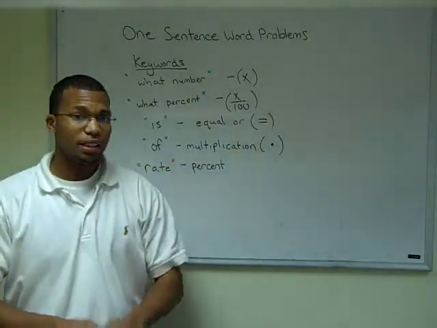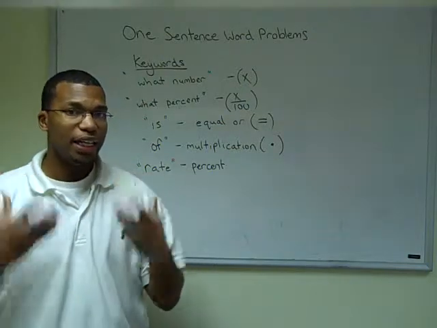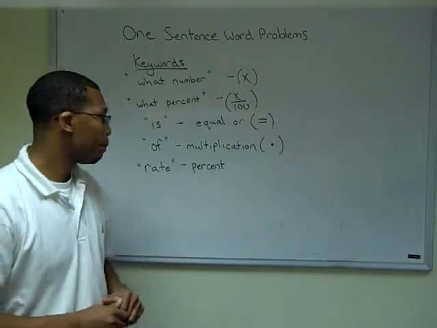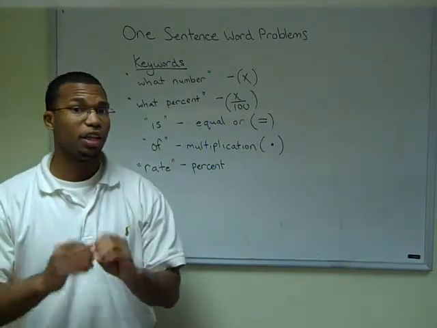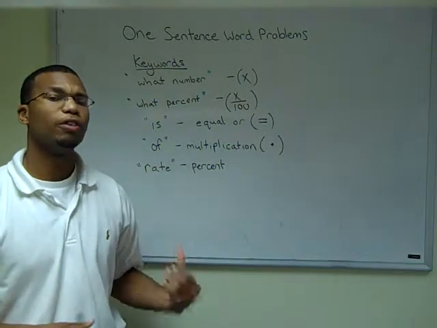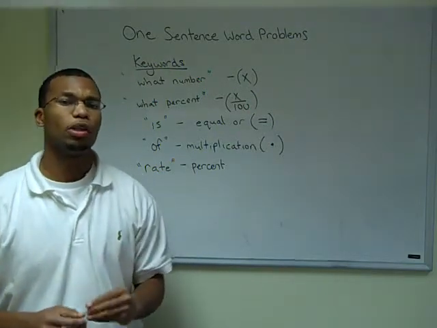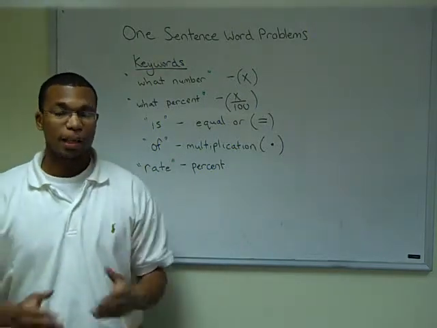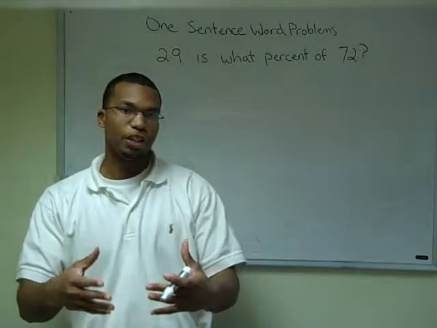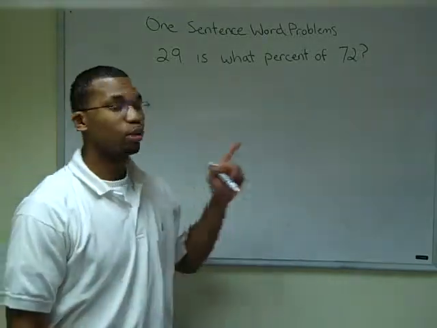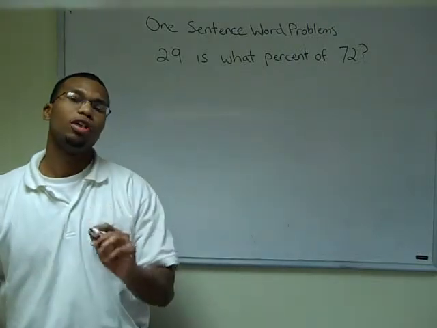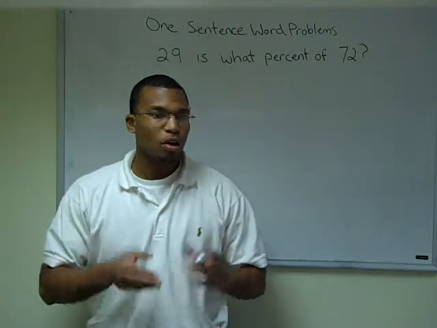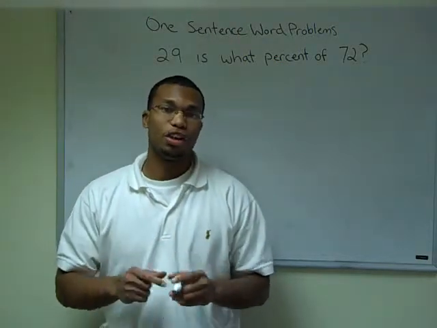Is is a pure indicator that means equal. So whenever we see is, we will replace is with an equal sign. Of is another way of saying multiplication. So whenever you see the word of, you can replace that with a multiplication sign. And lastly, rate. Rate is just another way of saying percent. So in solving this problem, 29 is what percent of 72? We will utilize our knowledge of keywords along with the multiplication principle or cross multiplication in order to solve for our missing element.